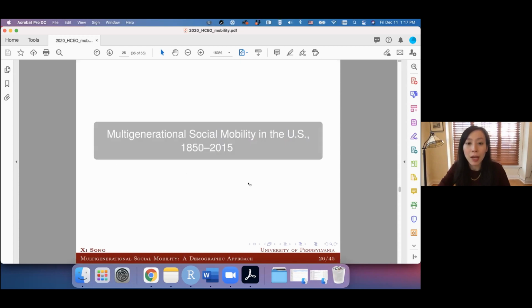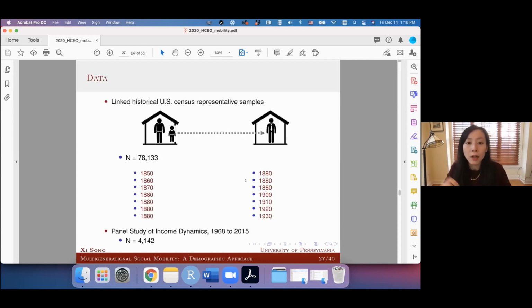Because I want to spend some time to show you some empirical illustrations of the method, so that you will be able to see how it can really show us different conclusions about the multi-generational processes when we build the demography into social mobility. I'm using both historical data and contemporary data. The historical data are from some of my earlier work that linked historical US censuses across different census years. I link it every 30 years.